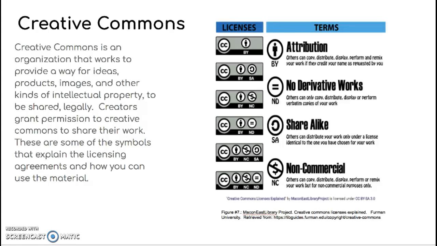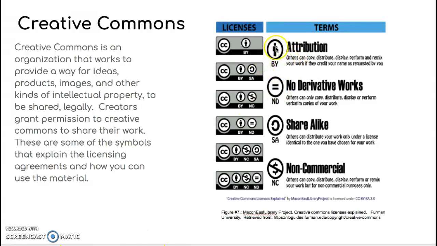Creative Commons is an organization that works to provide a way for ideas, products, images, and other kinds of intellectual property to be shared legally. Creators grant permission to Creative Commons to share their work. These are some of the symbols that explain the licensing agreements and how you can use the materials.